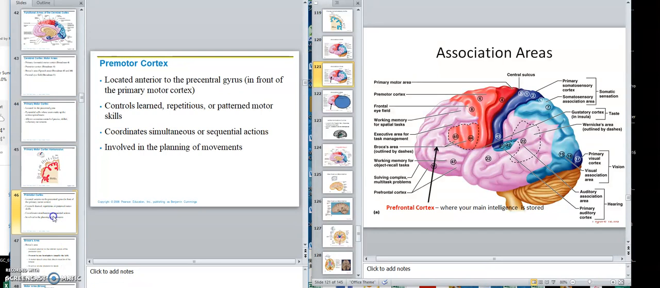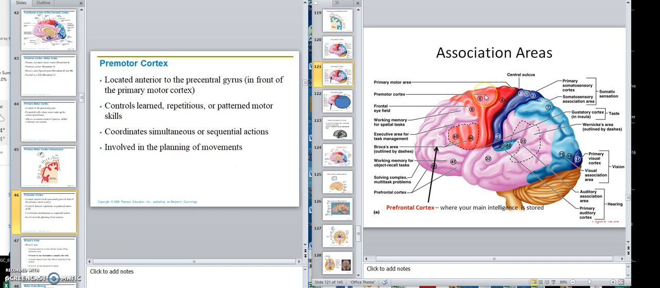All right. So now we go to the premotor cortex. It's located anterior to the precentral, in front, and controls learned repetitious movements. So the premotor cortex, which is this right here, in front of the primary. Remember I told you, it controls learned pattern movement skills, like playing the piano or swimming. It coordinates simultaneous or sequential action. So it would keep feeding and saying, okay, move your arms next, move your fingers. It's involved in planning of movements and so forth. So it tells you what to do.